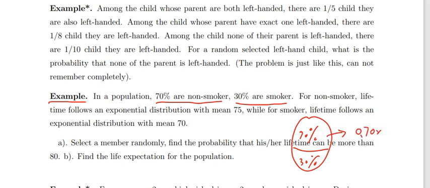If you pick this guy, then the lifetime for them follows an exponential distribution, right? And if you pick one from this group, then their lifetime follows an exponential distribution with mean 70. So we want to find the expectation for all people.